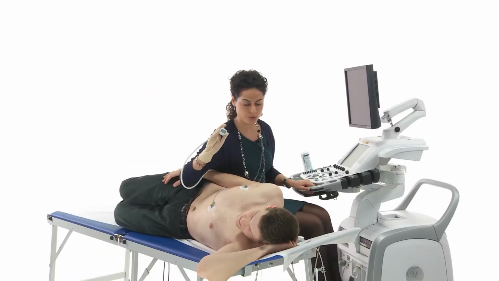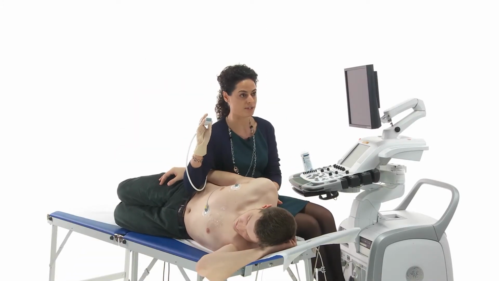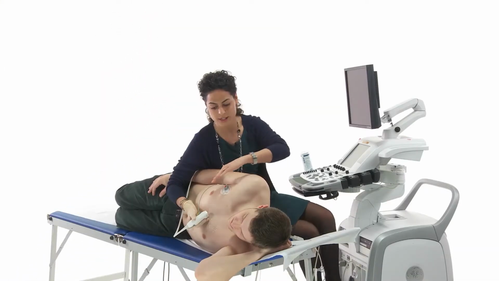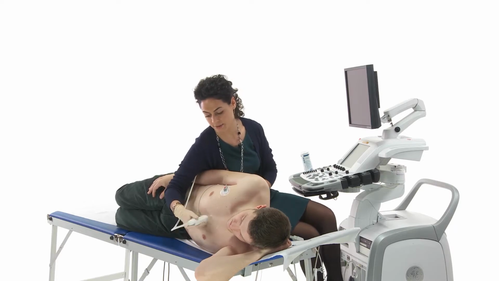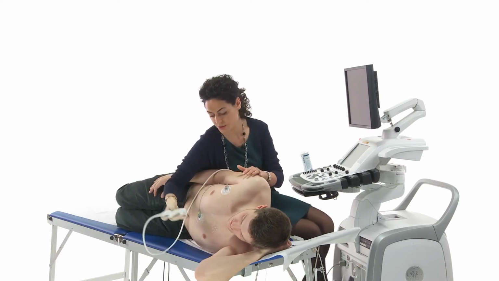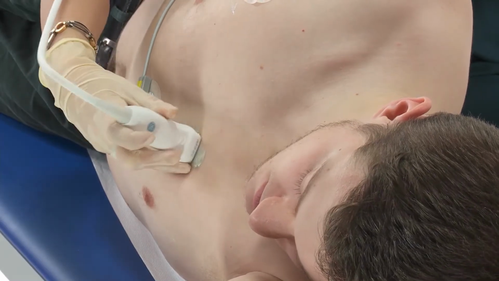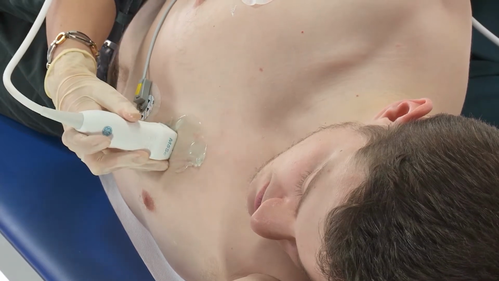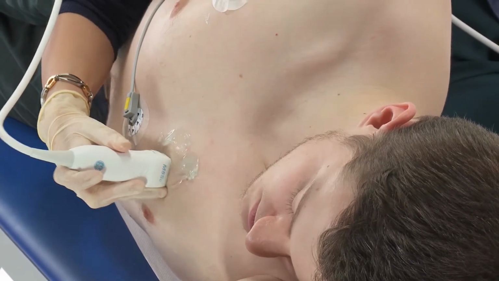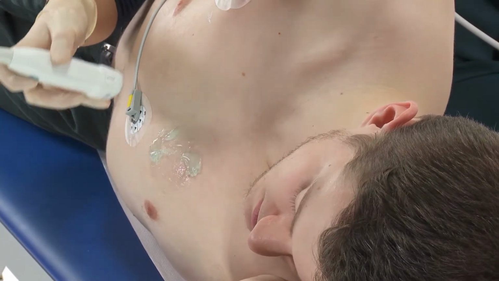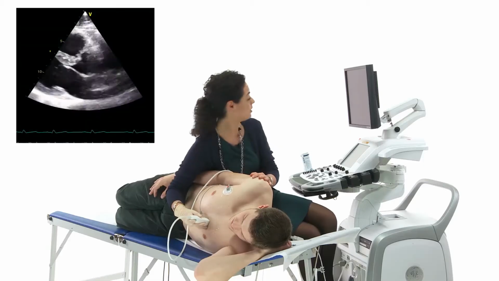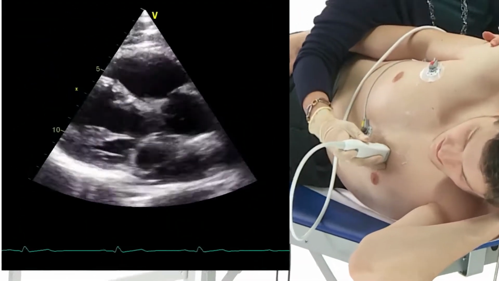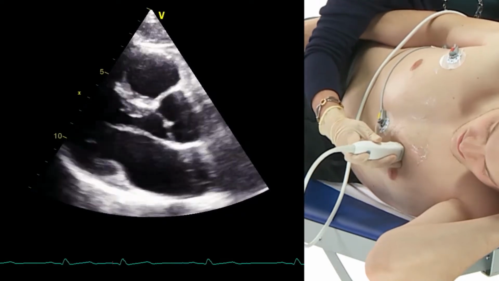So just for you to remember, when I want to perform this view, I ask my patient to really turn on his left. So his arm should stay under his head, and my transducer goes in the second, third intercostal space near the sternum on the left part, and the marker points to the right shoulder of the patient. So this will be the image you get when you play a little bit on the chest.